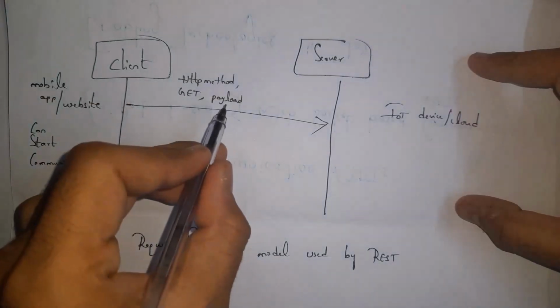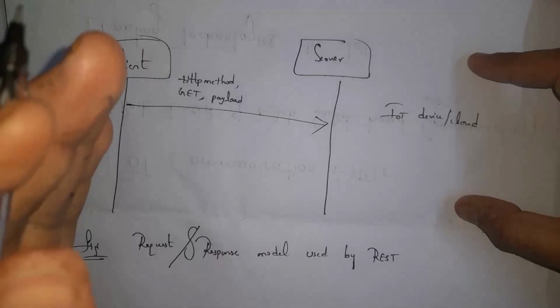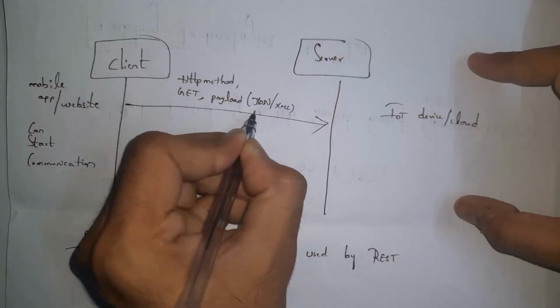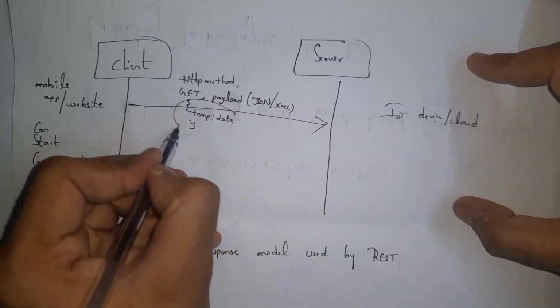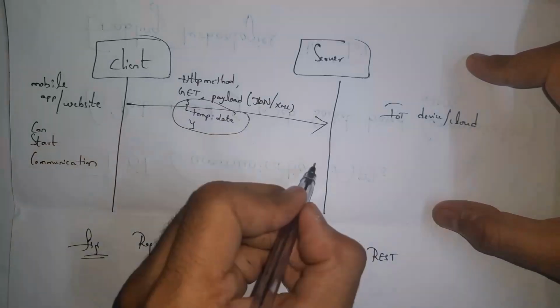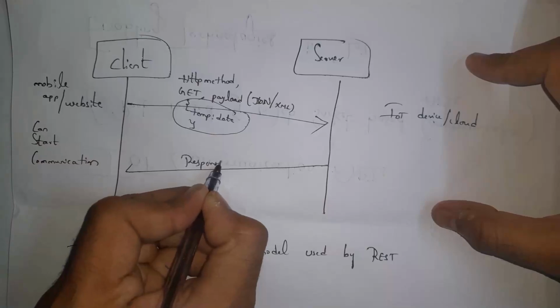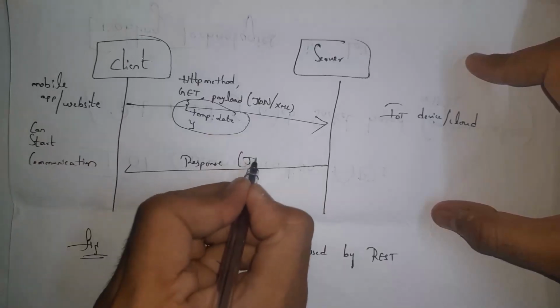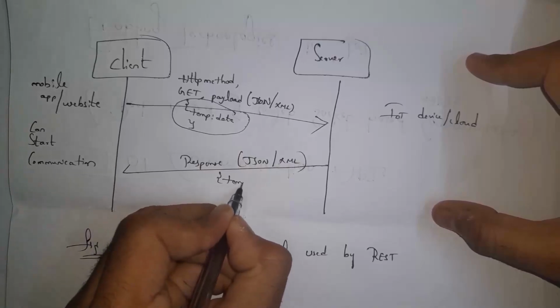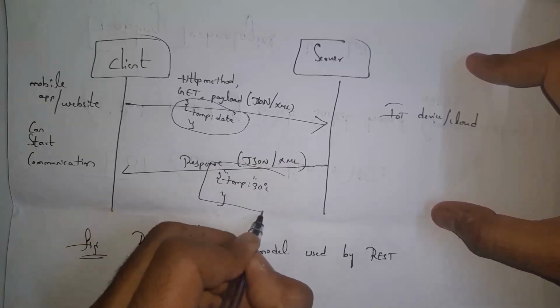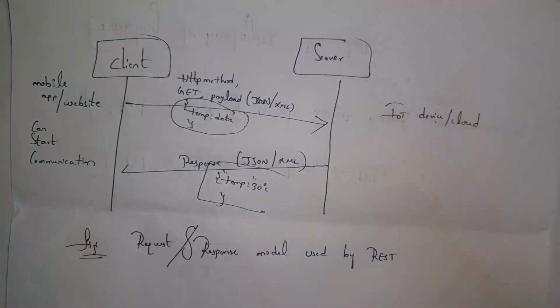And there is a payload. Payload is nothing but the data which is asked by the client from the server. And this payload is in the form of JSON or XML. So the client is asking for temperature data from the server and the server will give a response. The response is in the form of JSON or XML. Now the server will give a response like temperature is 30 degrees. This is the simple request-response model used by REST.